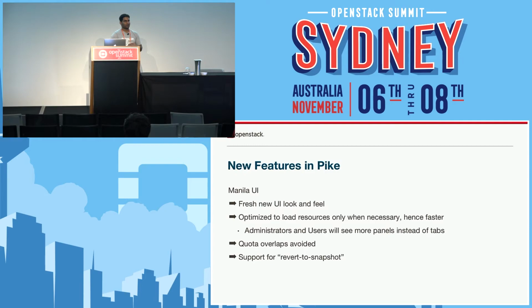Besides that, we are no longer overlapping quotas with the volume service. This was a weird bug because we had a quota called gigabytes, and Cinder had a quota called gigabytes, and both of us had the same kind of quota. So people didn't know which to toggle, the Cinder quota or the Manila quota. This is a bug fix, and it's been committed in the Pike release. We also added support for Revert to Snapshot in the Manila UI.